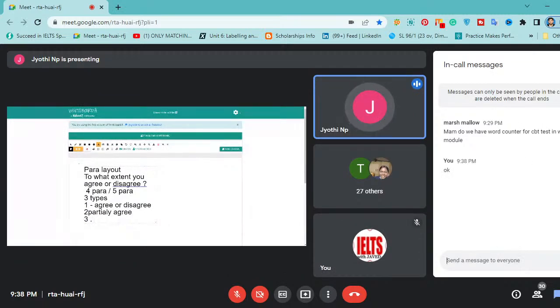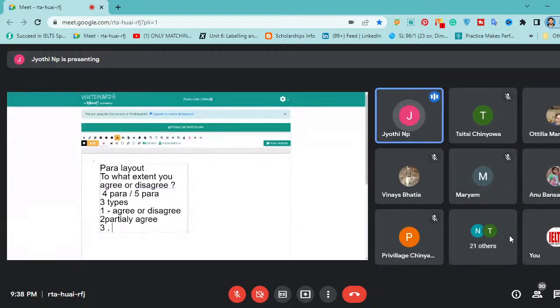Here you partially agree or disagree, and the third one is where you have a 5-paragraph essay. The first is an introduction, then you have 3 bodies: body 1 where you say you agree, then body 2 where you disagree, and this is the most important, body 3 is where you give a suggestion or your opinion on why you have agreed or disagreed.